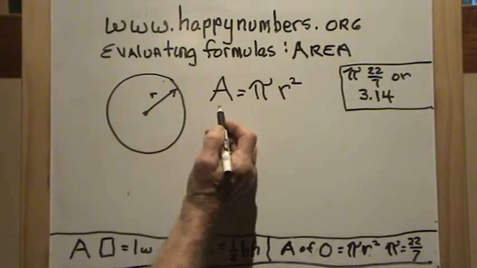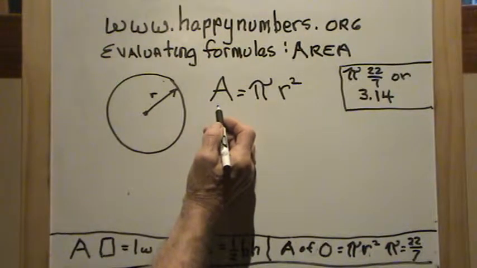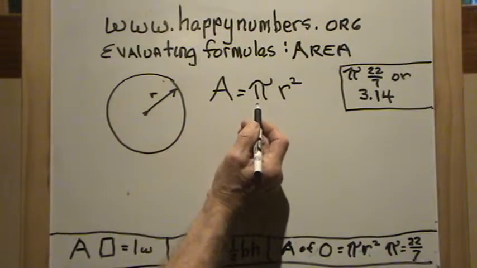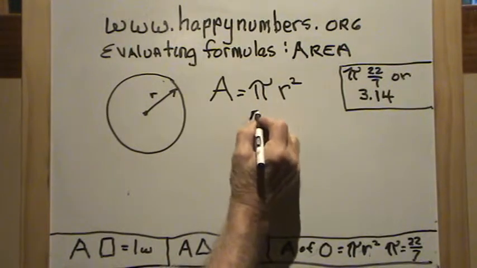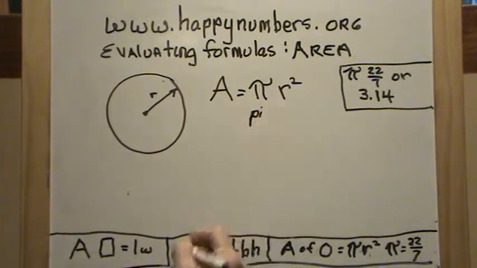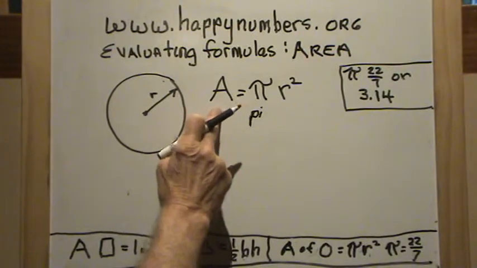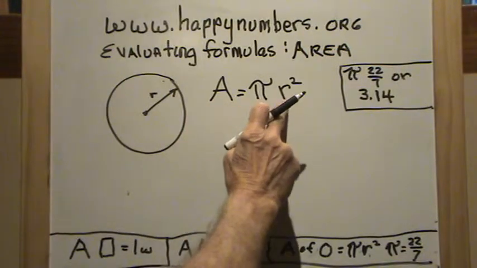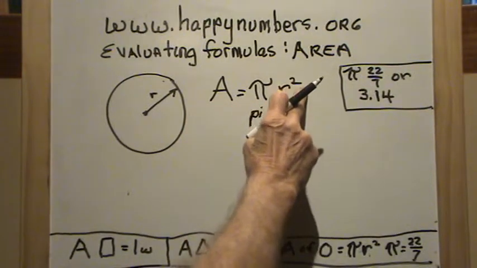The formula for the area of a circle. The area of a circle is equal to pi. This is the Greek letter pi. It's spelled P-I, not P-I-E. So the area is equal to pi times the radius squared.